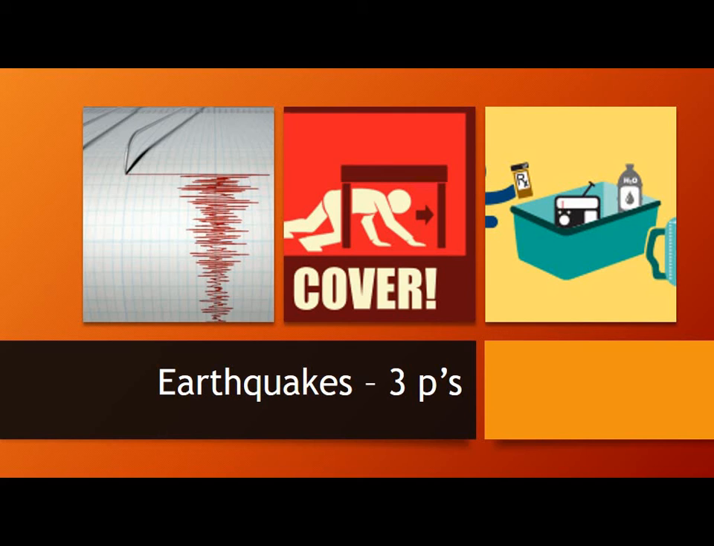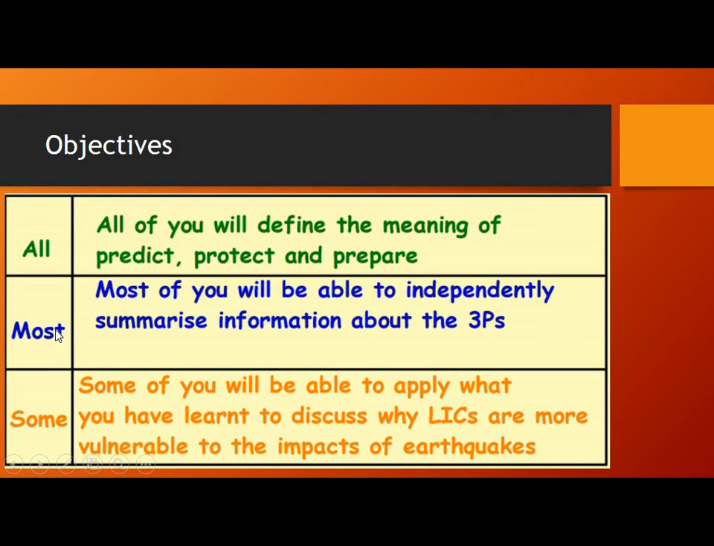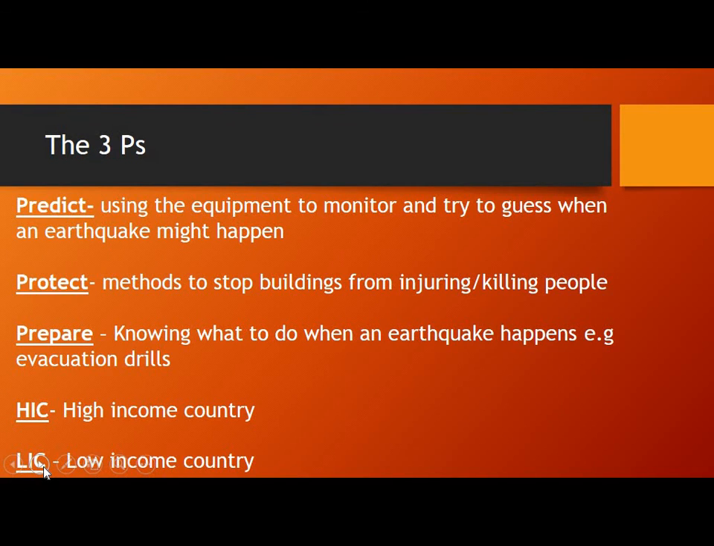Okay, welcome back. So at the beginning of each lesson I'll go over our objectives. All of you will define the meaning of predict, protect and prepare. Well done if you got those. Those are our 3 Ps. Most of you will be able to independently summarize information about the 3 Ps, and then finally some of you will be able to apply what you have learned to discuss why LICs, so low-income countries, are more vulnerable to the impacts of earthquakes. So let's get started and look at our three Ps and our extra 2 keywords.